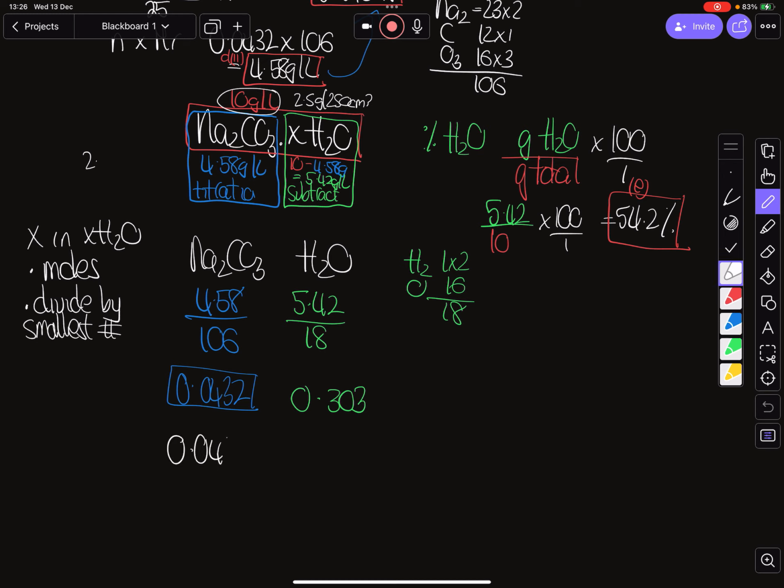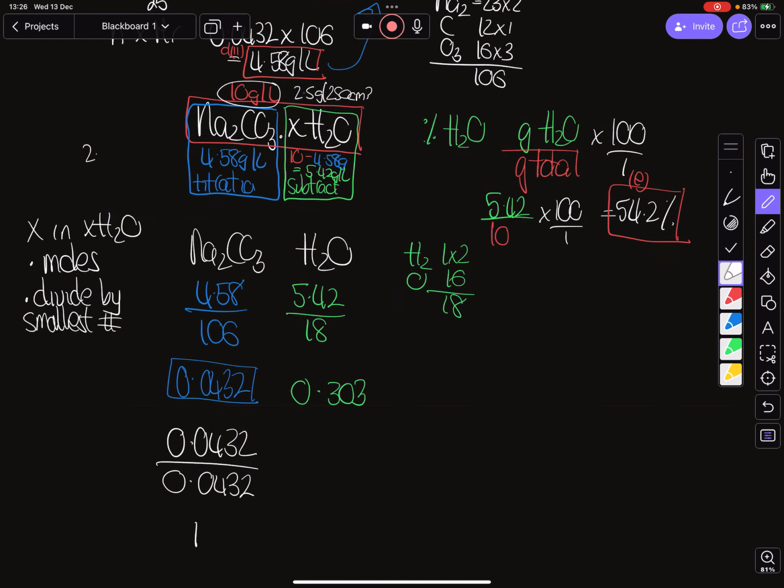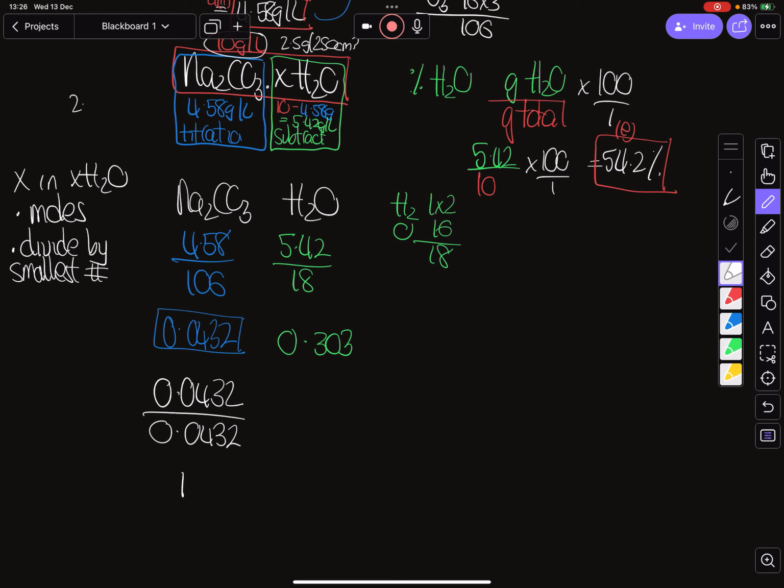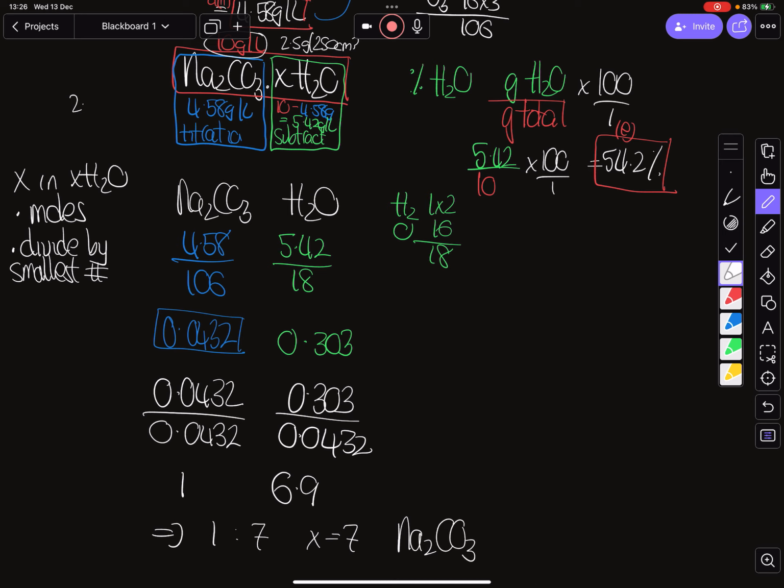So I'm going to divide both numbers by the smallest number. And if you think about it logically, I should only have one sodium carbonate. So I know I'm on the right track. And I'm going to go 0.303 divided by 0.0432. And when I do that, I get 6.9, and that's the equivalent of saying 1:7. So in this case, X is equal to 7. So if we had the pot of sodium carbonate, hydrated sodium carbonate, this is what we might see on it in terms of its molecular mass. But this is our answer.